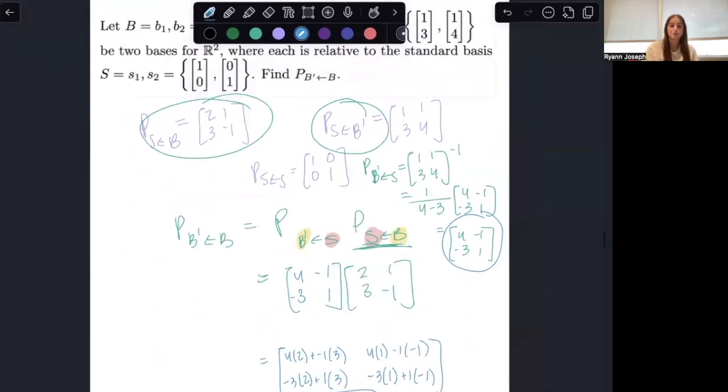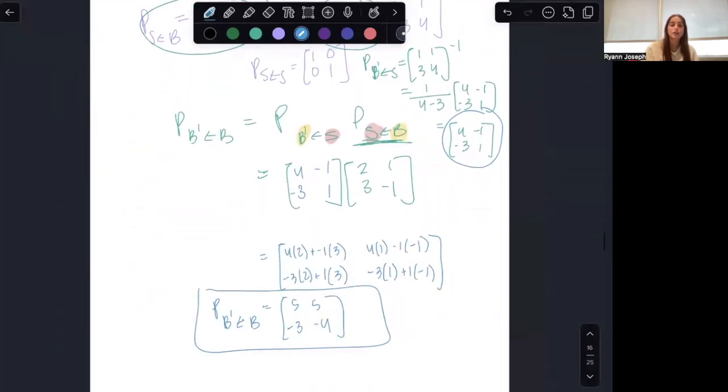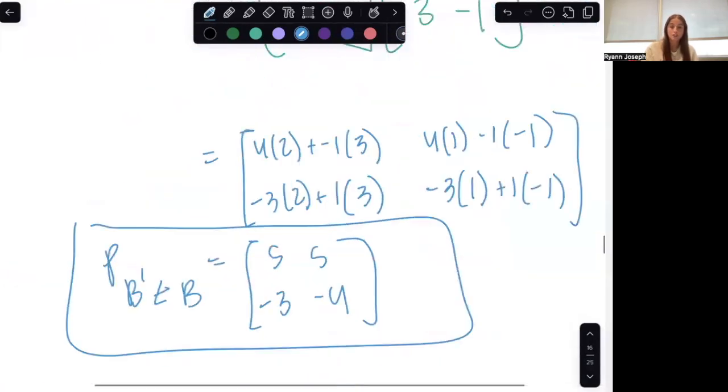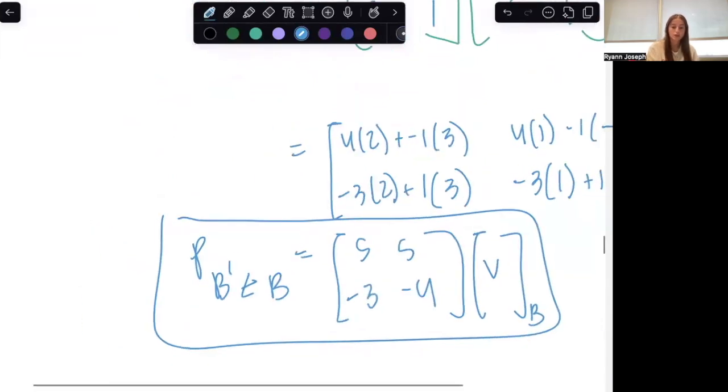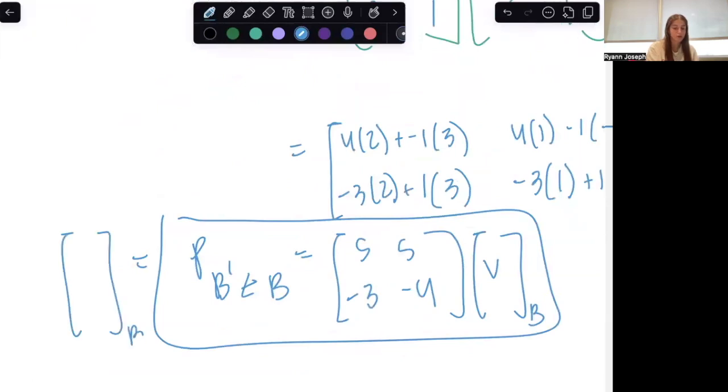So very simple first question. Now I could use this change of basis matrix to take any input vector v that's with respect to B, and then I will get something with respect to B prime, the same vector with respect to B prime.